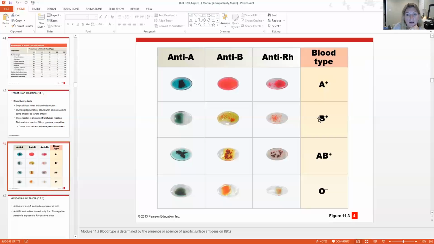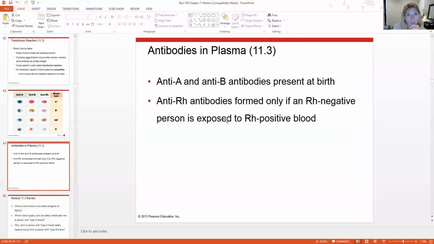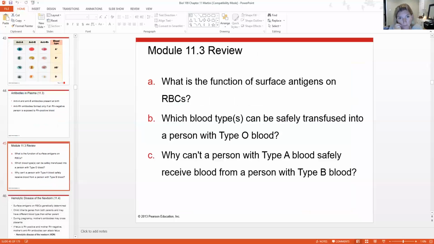Same thing here. Someone that's B positive is not going to have a response to the anti-B antibody because they already have the anti-A antibodies. But if you give them anti-B, you're going to see clumping, and so on and so forth. So anti-A and anti-B antibodies are both present at birth, and the anti-Rh antibodies are only formed if an Rh negative person is exposed to Rh positive blood. So in other words, if you are Rh negative, you don't have to worry about a transfusion reaction with the Rh factor unless you've already been exposed. So you can pause the video here, go back and review.